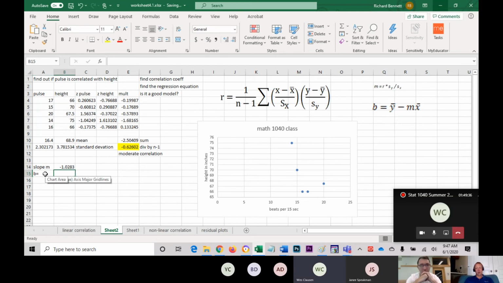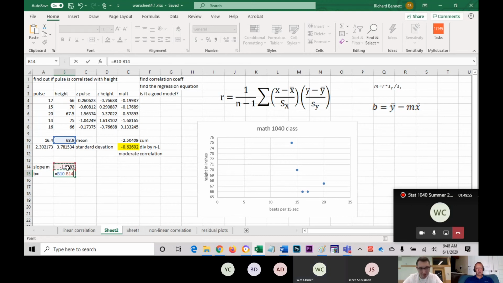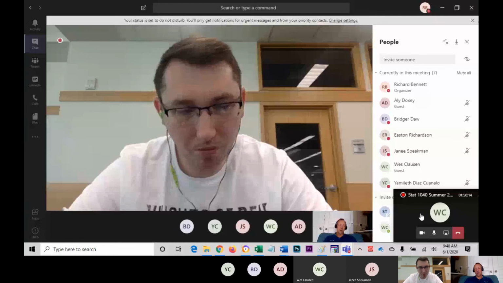That's the mean of y, which is the height. Mean of the height, which is 68.9, minus the slope times the mean of pulse. And what's the slope? The slope is negative 1.0283. Okay, times the 16.4 of the pulse. Okay. So we've just found the slope and the y-intercept, and then what is the equation, Yami?